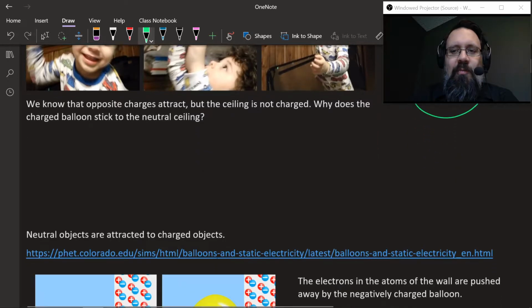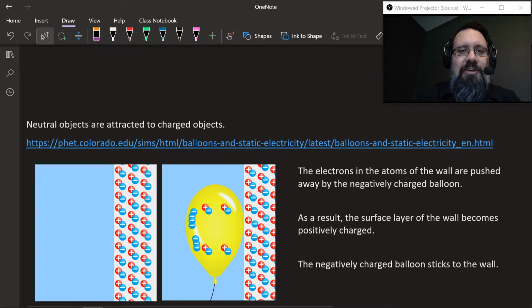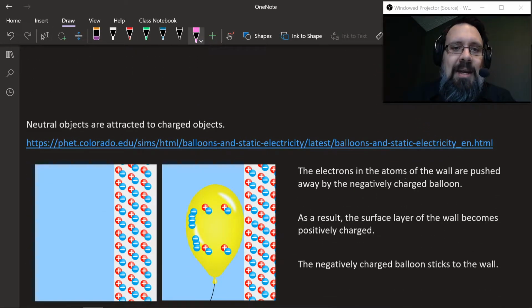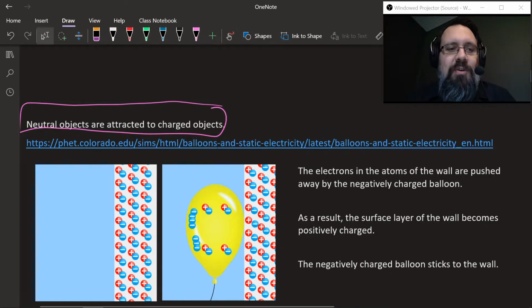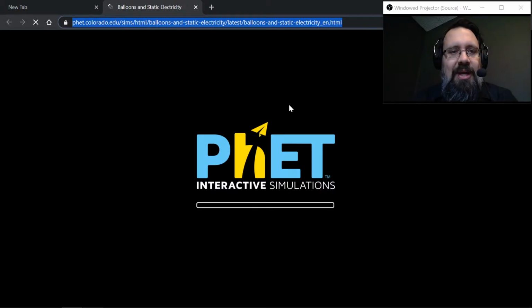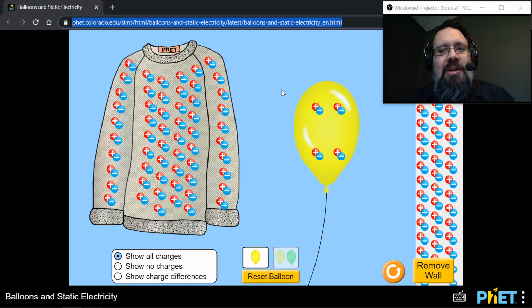This is a weird counterintuitive thing, but it is actually true. Neutral objects are attracted to charged objects. So there's this simulation that I'm going to show you guys. This is a PhET simulation, and I'll post this in the assignment on Google Classroom so you guys can play around with it. But the basic idea is this.